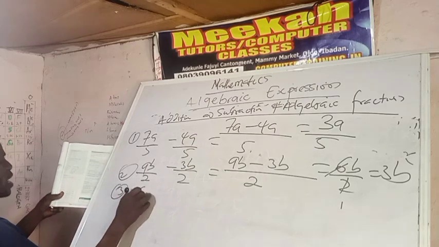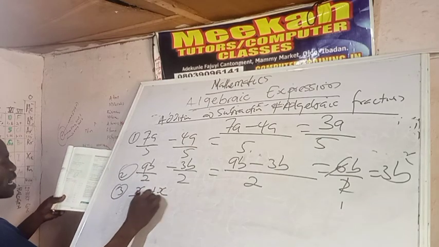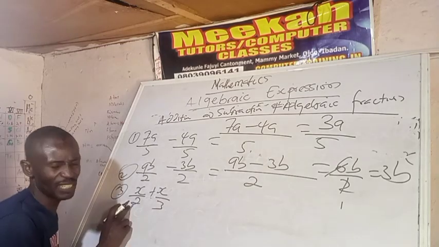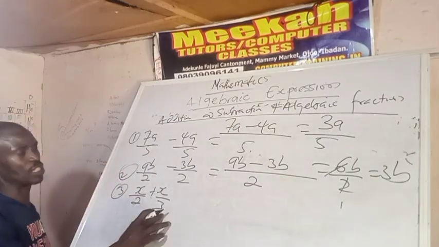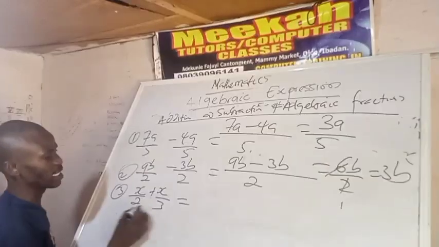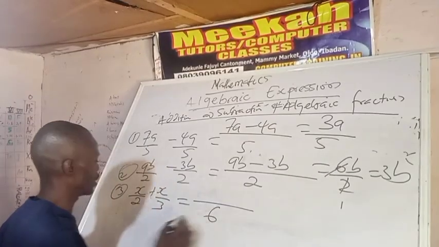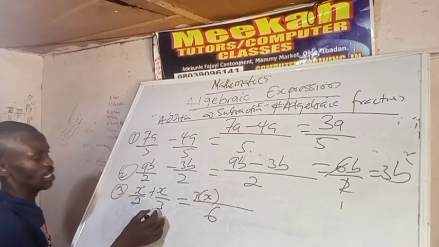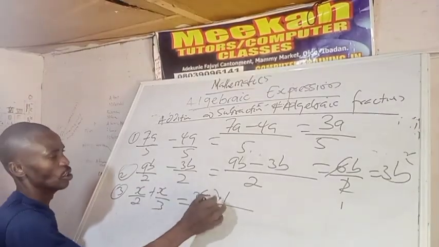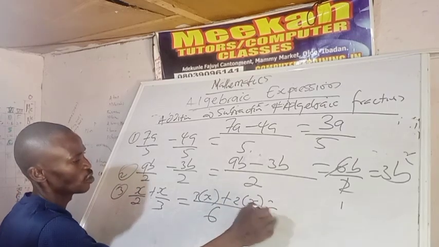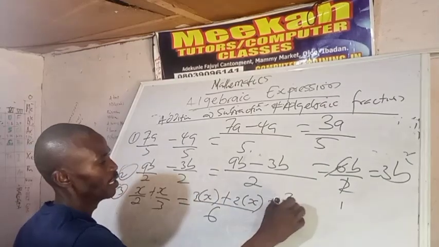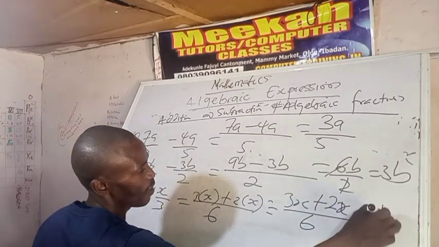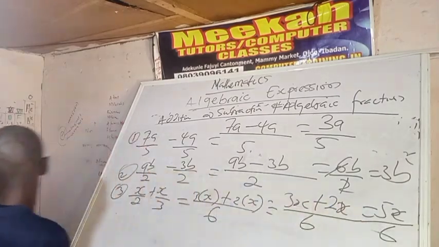What if you have x over 2 plus x over 3? They are not the same thing. You need to find the LCM of this one. The LCM of this is 6. I rule it. How many 2 can you see here? 3. 3 into bracket x. How many 3 can you see here? 2. 2 into bracket x. So this one gives me 3 times x. What do you have? 3x plus 2x over 6. What do you have? 5x over 6.